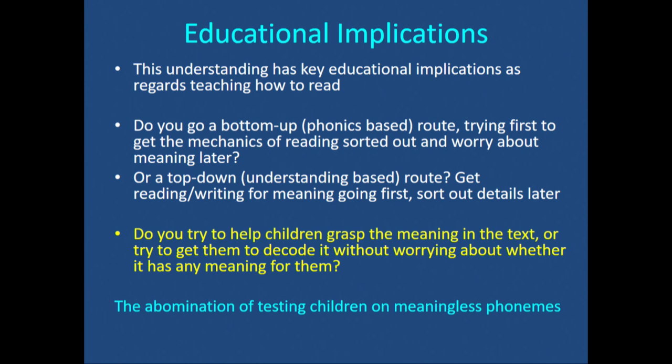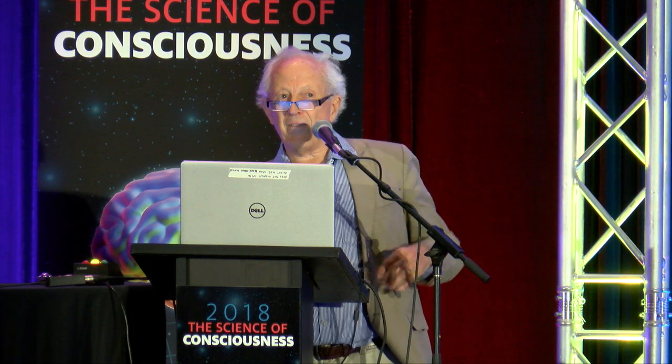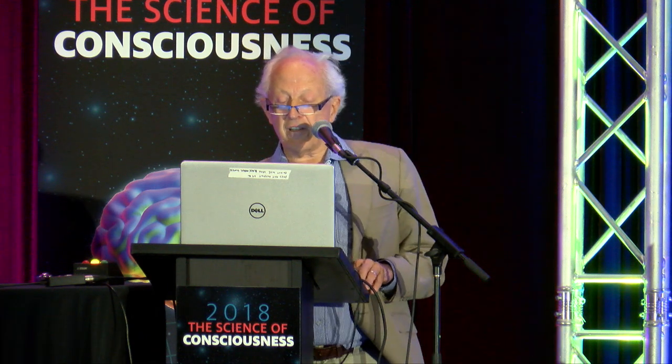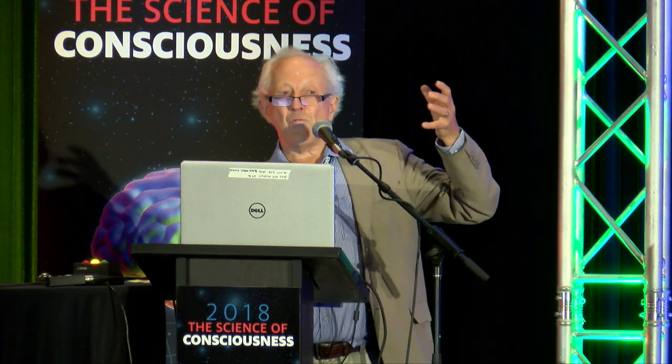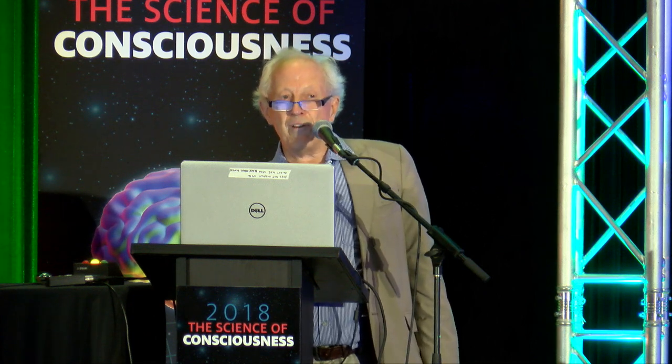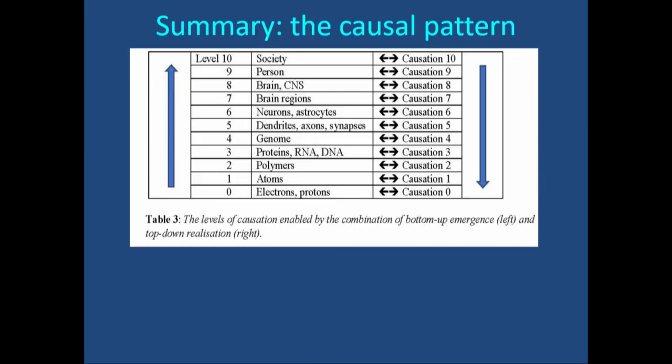Do you go a bottom-up phonics-based route, trying first to get the mechanics of reading sorted out and worry later on about meaning, or do you do a top-down understanding-based route, get reading and writing for meaning going first, sort out the details later? My wife, Carol, is heavily involved in doing this. Do you try to get children to grasp the meaning in the text, or do you try to get them to decode it without worrying about whether it has any meaning for them? This is a crucial educational question, and we have an abomination taking place in many countries of testing children on meaningless phonemes, when any child with any sass will say, why the heck am I being asked to read meaningless stuff?